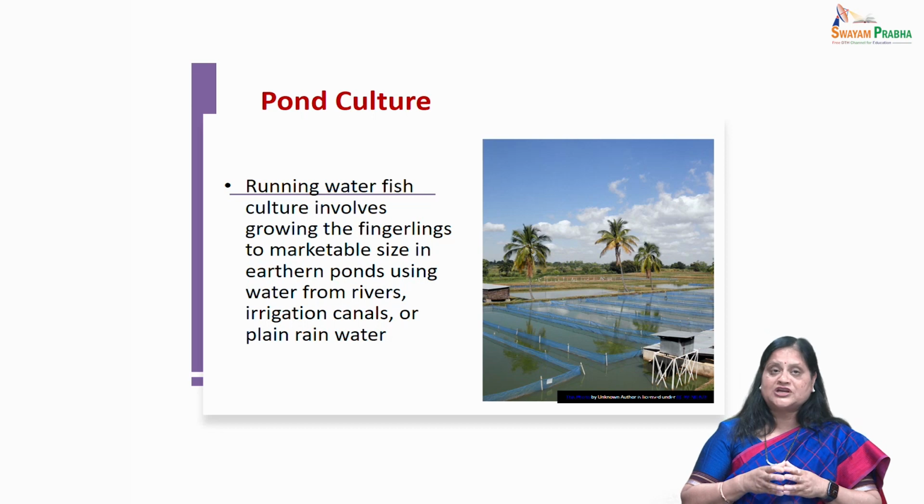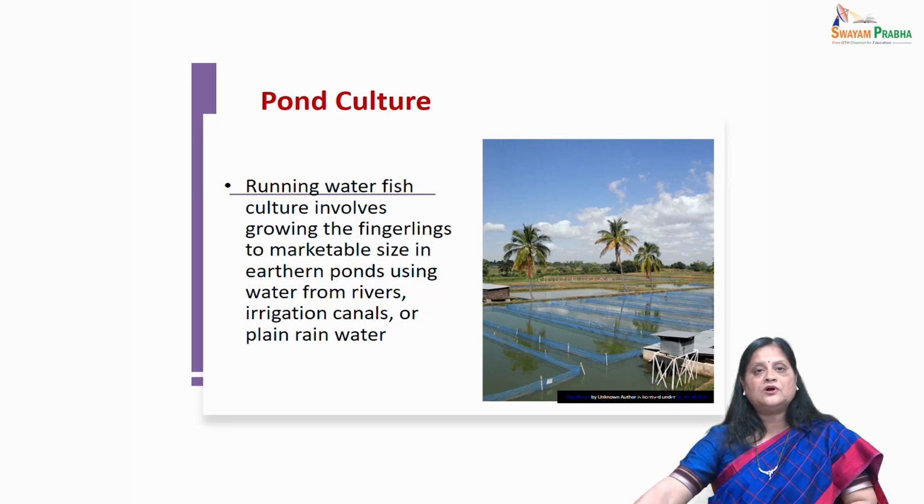Running water fish culture involves growing the fingerlings to marketable size in earthen ponds using water from rivers, irrigation canals, or plain rainwater.